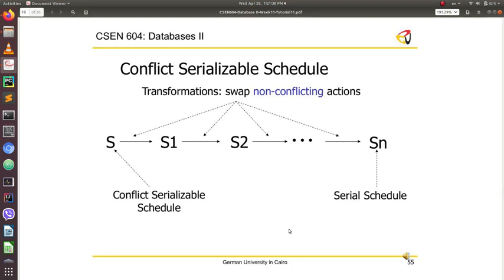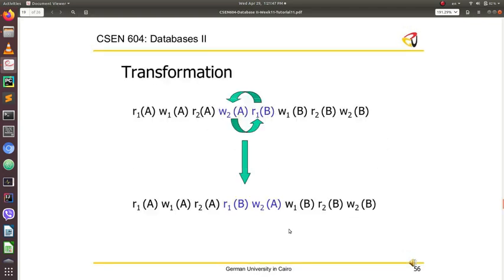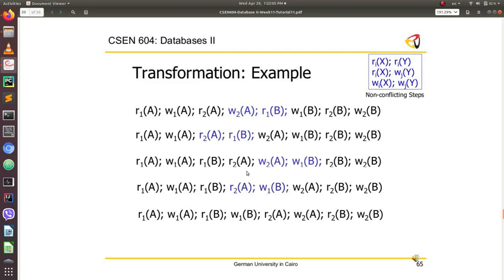Okay, we can generate a conflict serializable schedule by swapping non-conflict steps. Here is an example of swapping non-conflict steps, which will result in a serializable schedule of transactions that will cause no problems and is equivalent to executing the transactions in sequential order. Here is a full example of swapping non-conflicting steps, which will get us back to the original serial schedule of transactions.